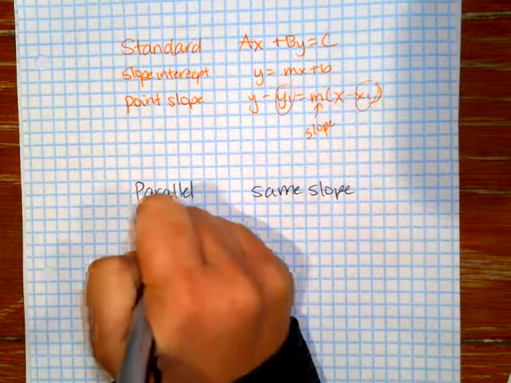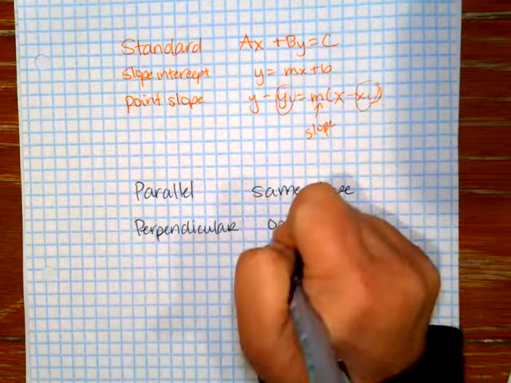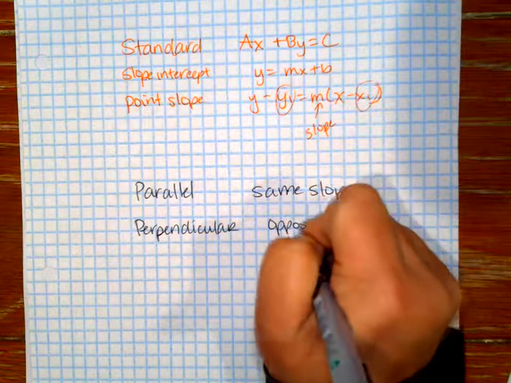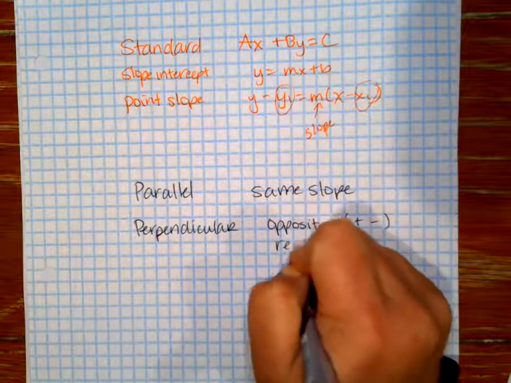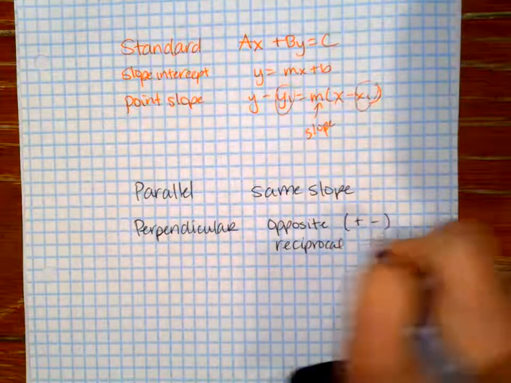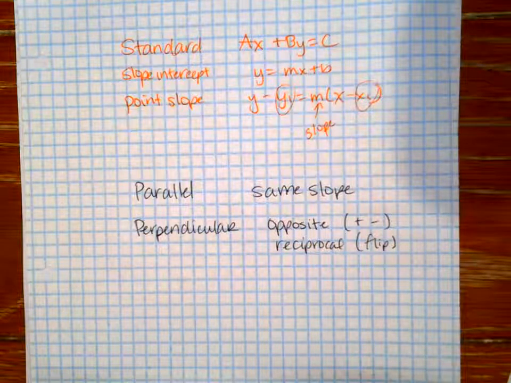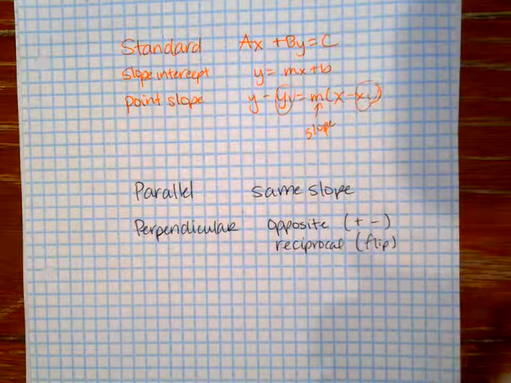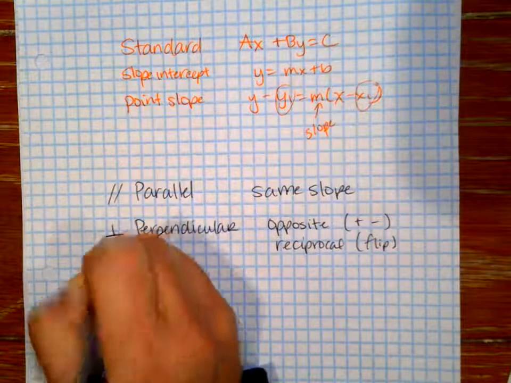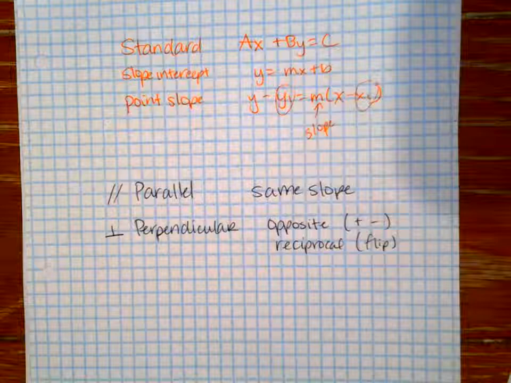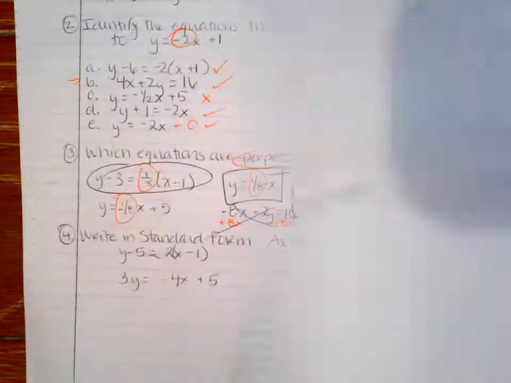Perpendicular, you're looking for opposite, again, which is your negative positive, and the reciprocal, which is the flip. Okay. And sometimes I don't think about when I do it, the symbols for parallel look like that. The symbols for perpendicular look like that. Sometimes I just throw it in there and I don't realize I'm doing it, but those are the symbols for those. Okay.